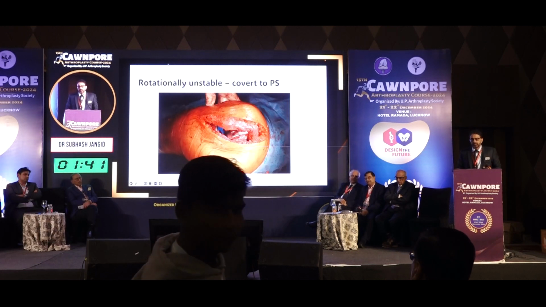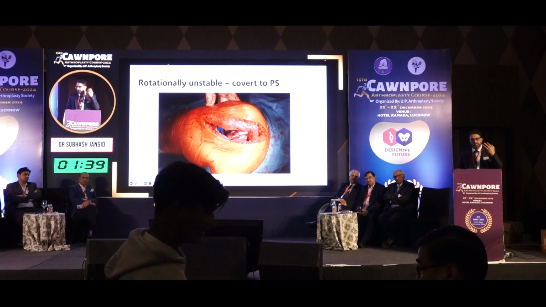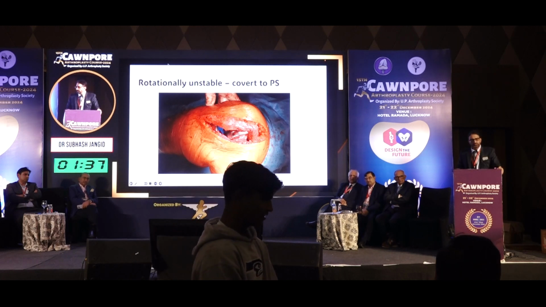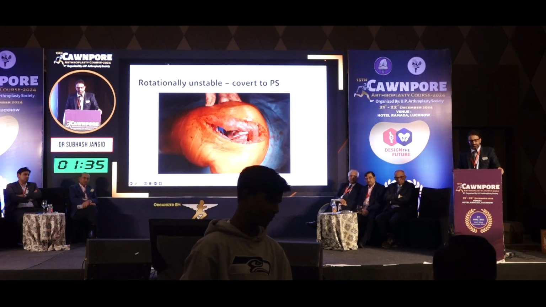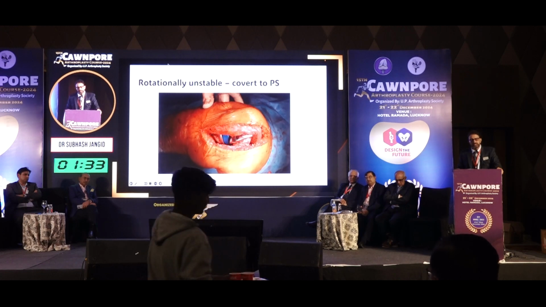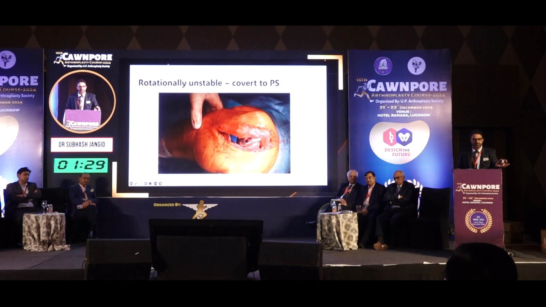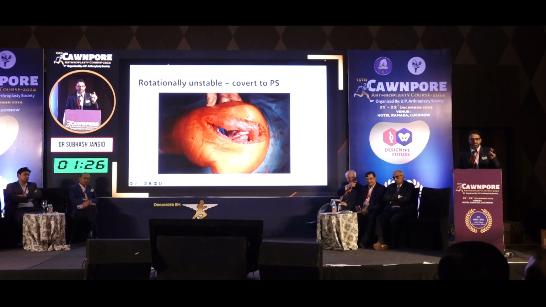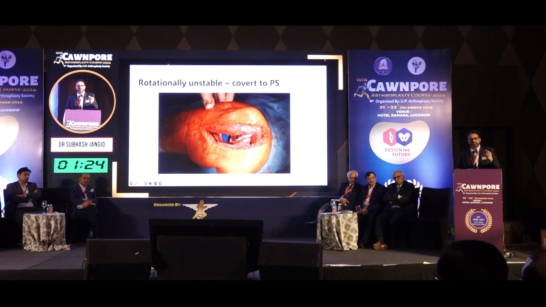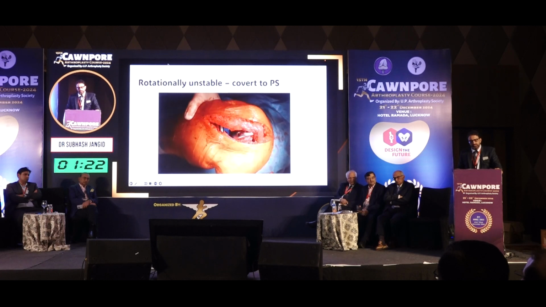Now, sometimes with a rotationally unstable knee, there is a dashboard technique you can use, but I usually don't like it, because this kind of instability will not work, and I will probably switch to a PS knee in these patients. Once you do that rotational range of motion check, this will come out, and then you convert to a higher constraint knee.